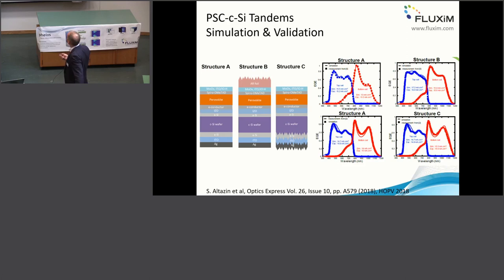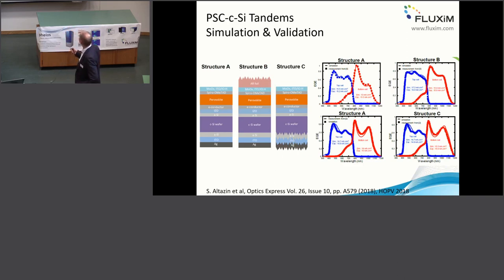And we have a joint publication that was mentioned on Tuesday as well. This publication in Optics Express appeared recently, where we have compared our simulation results to measurements, to the real data from the lab in Neuchâtel. And the structure A would be a planar stack. Structure B would have a front anti-reflection coating. Structure C has a rear texture on the wafer.